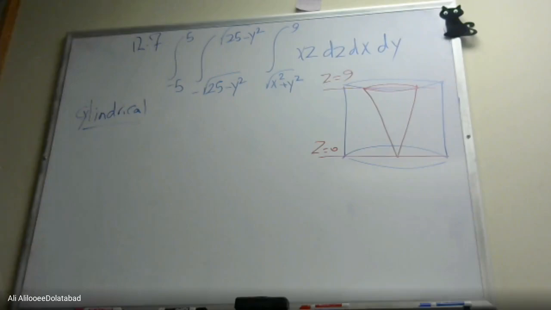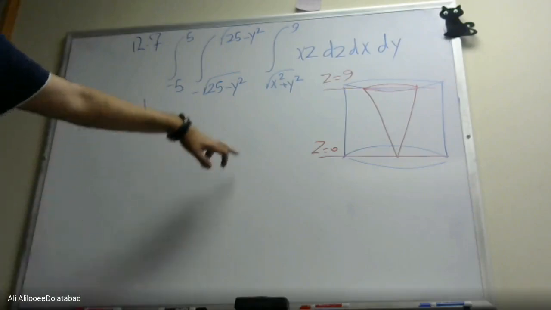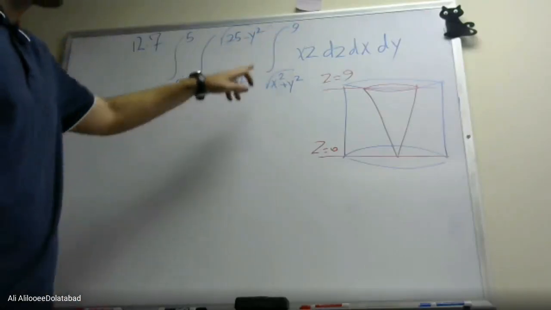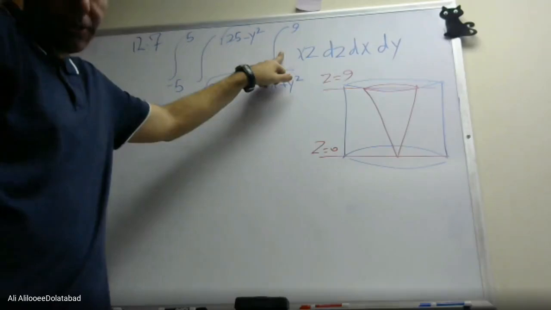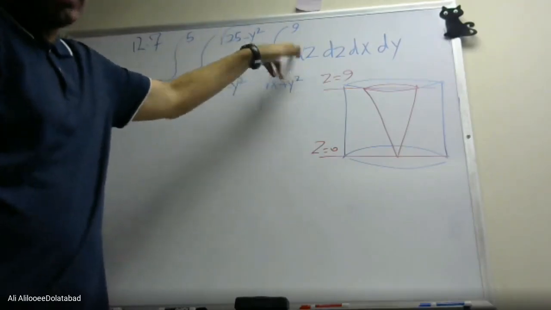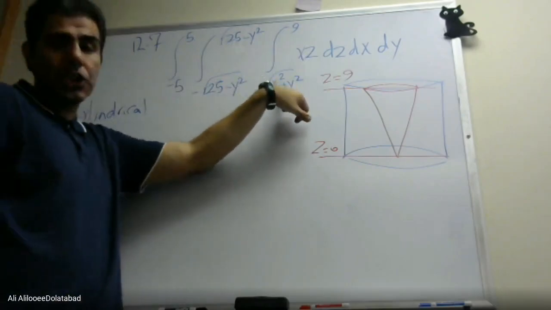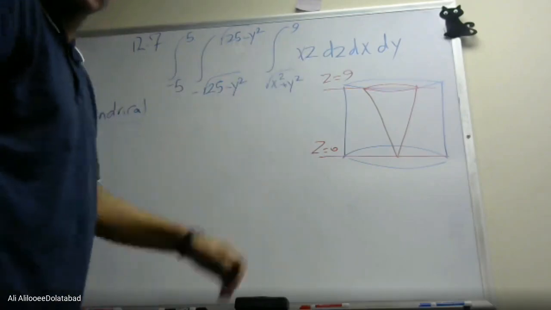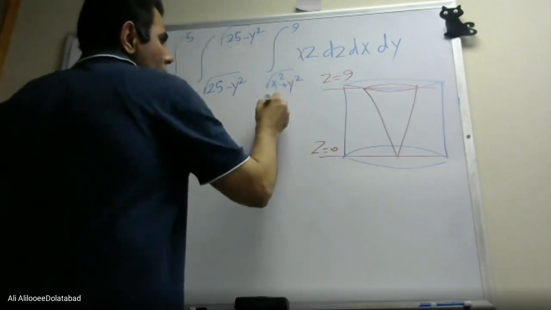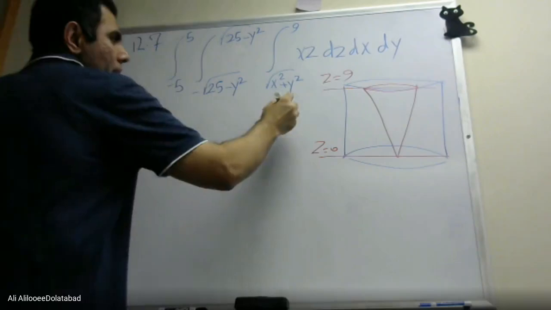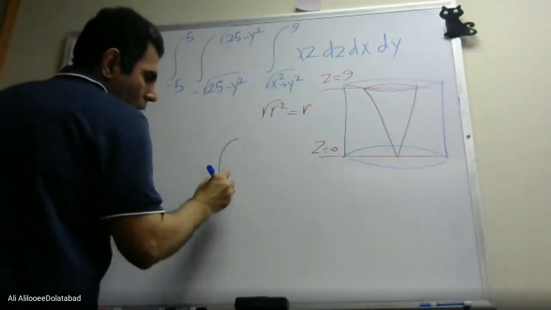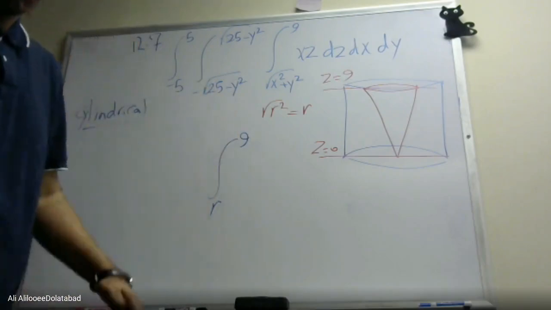For cylindrical, you don't need to change anything for the third integral. Why? Because the third integral, as I explained yesterday, is over z, and in cylindrical you have z, r, and theta. The only thing to be done is to change x squared plus y squared into cylindrical coordinates. As we did before, x squared plus y squared is r squared, so this root is r. Then the third integral is from r to 9.